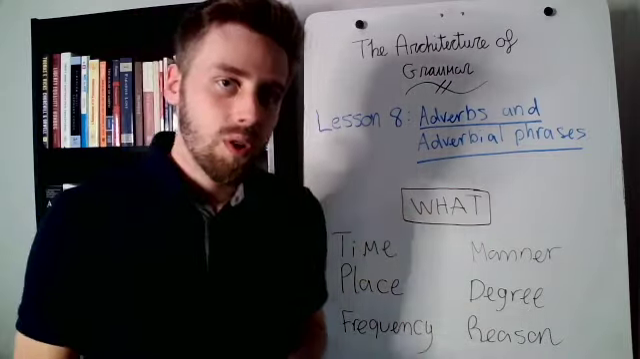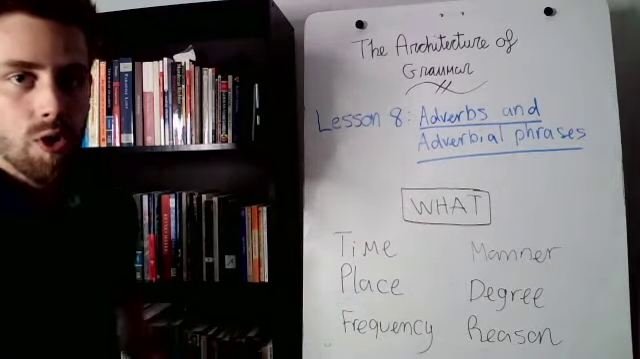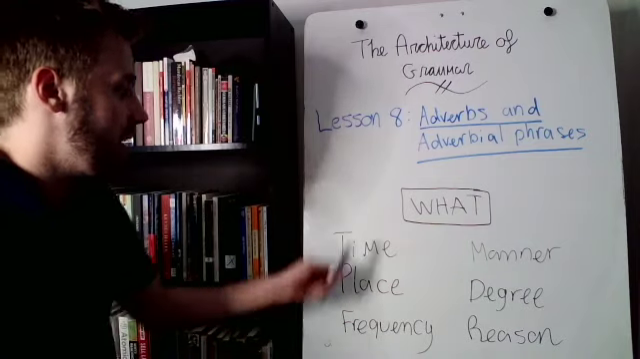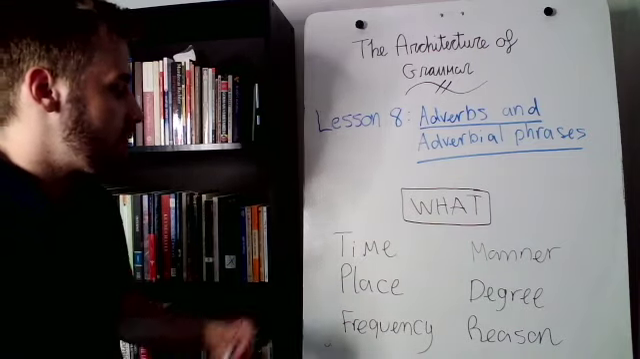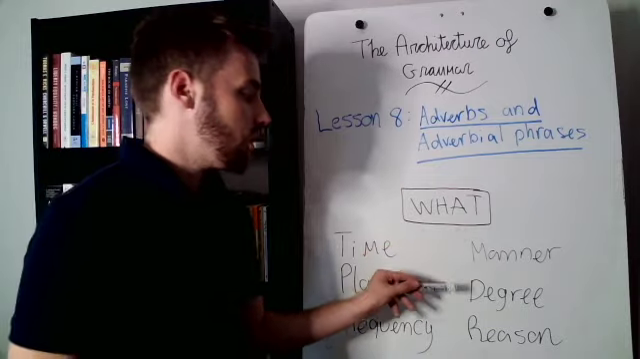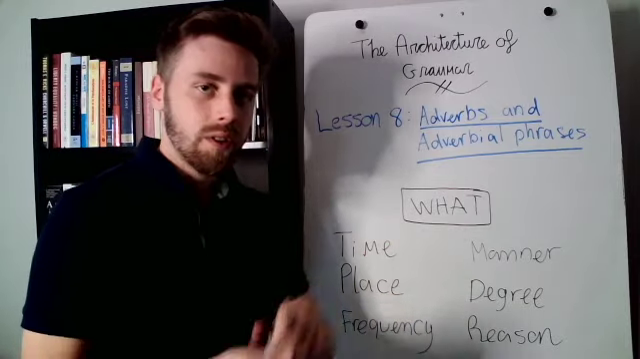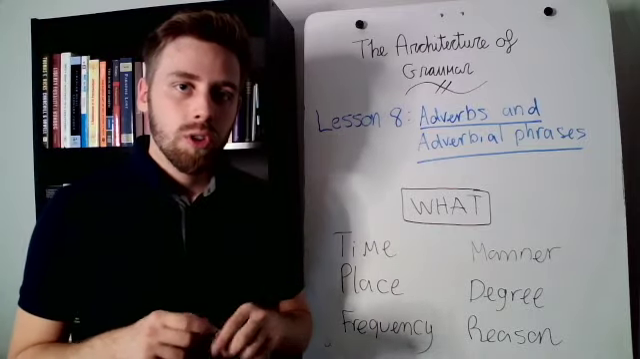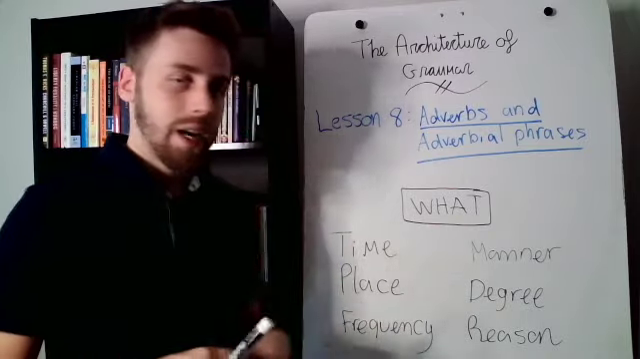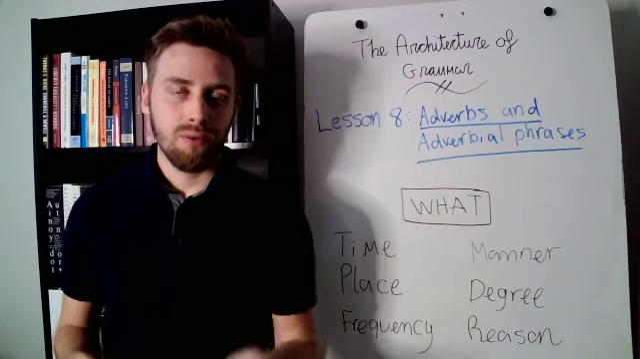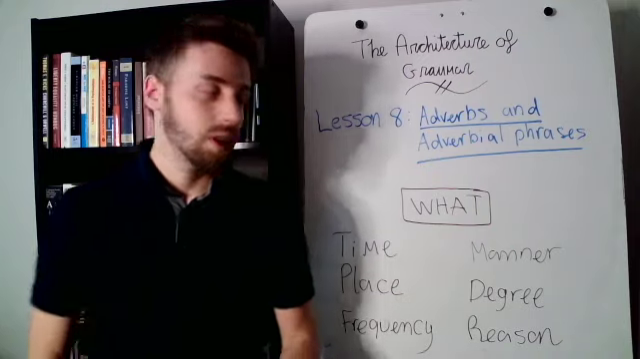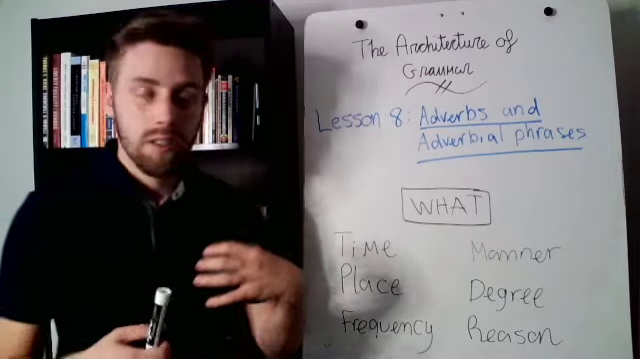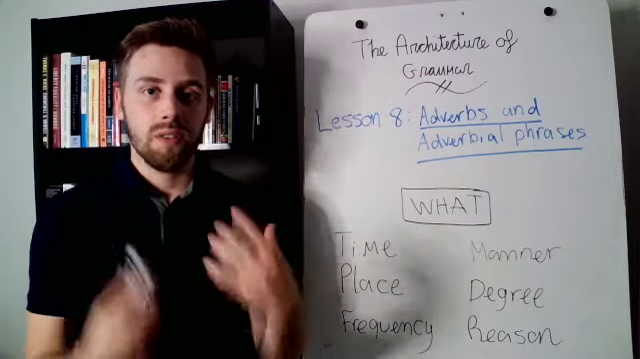Now, the important thing to understand is that we have different types of adverbs and different types of adverbial phrases, and we have 6 types. So we have time, we have place, frequency, manner, degree, and reason. And what is key to understand? Well, first, these apply to both adverbs and adverbial phrases. So now every one of these different types has a different information block. It gives us different information.